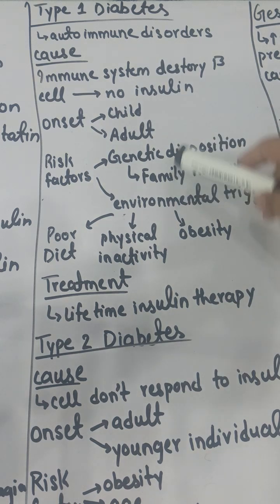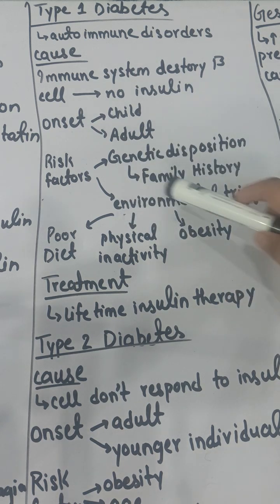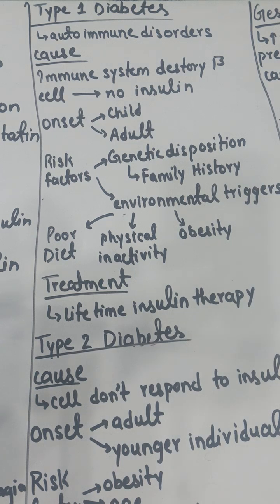Risk factors: there are two risk factors, genetic predisposition and environmental triggers. What is meant by genetic predisposition? It means the family history. If you have a family member, among your siblings or your parents, who has diabetes, then there is a chance that the child can have diabetes in his life. So family history really matters, because the genes can transmit it and cause diabetes, whether in childhood or in adulthood.